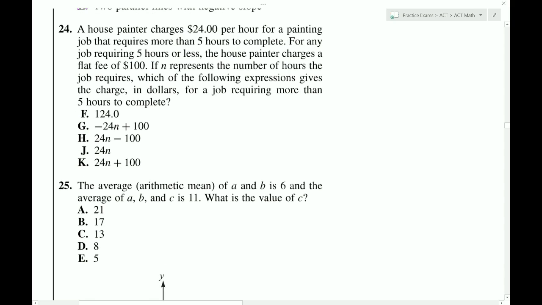A house painter charges $24 per hour for a painting job that requires more than 5 hours to complete. So if we let x equal the number of hours, this is for x greater than 5. For any job that takes 5 hours or less, the house painter charges a flat fee of $100. Okay, so it's kind of like a piecewise function. If x represents the number of hours the job requires, which of the following expressions gives the charge in dollars for a job requiring more than 5 hours to complete?